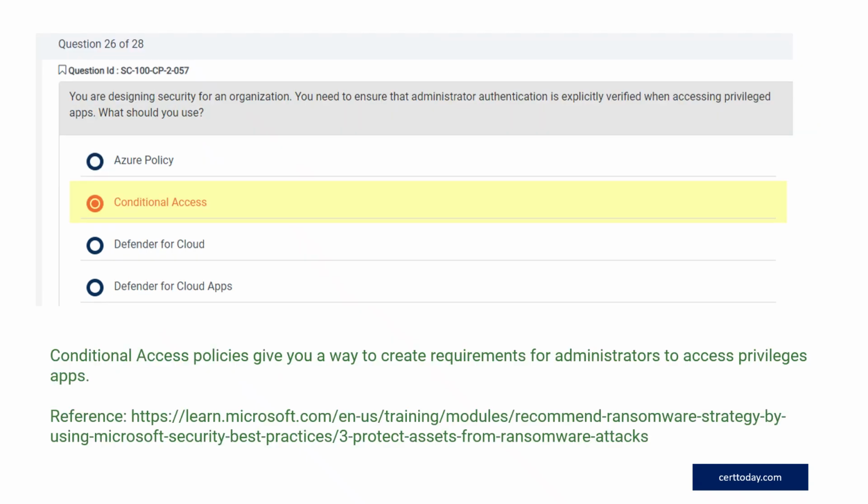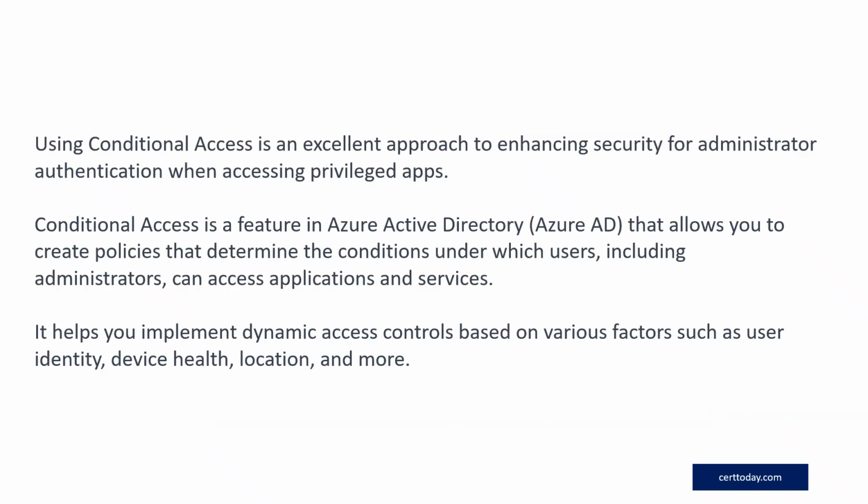Conditional access policies give you a way to create requirements for administrators to access privileged apps. Using conditional access is an excellent approach to enhancing security for administrators' authentication when accessing privileged apps. Conditional access is a feature in Azure Active Directory, Azure AD, that allows you to create policies that determine the conditions under which users, including administrators, can access applications and services.